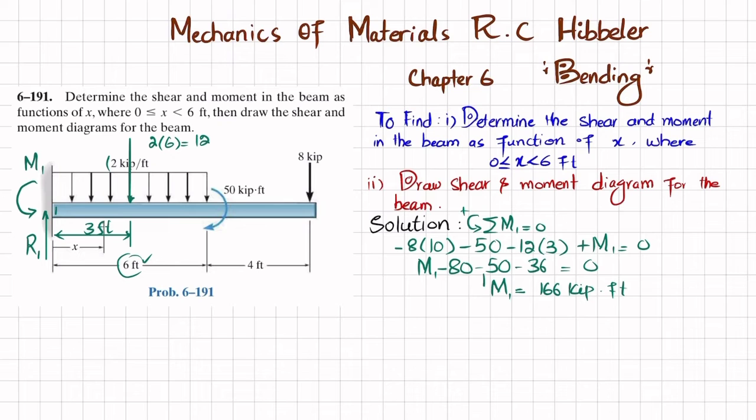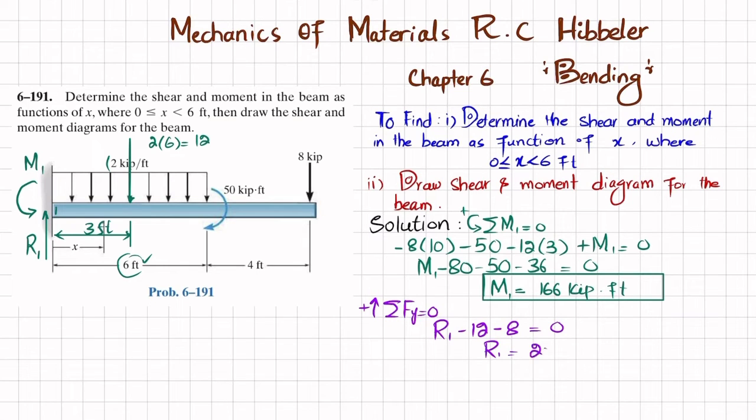So this is the reaction moment when you remove this fixed support. Now we'll find R1 by using the equation of equilibrium, that the sum of all forces along the y direction must be equal to 0, and upward force is taken as positive. So R1 is upward, 12 is downward, that will be minus, and minus 8, and their sum must be equal to 0. So R1 minus 12 minus 8 is equal to 0. It means that R1 is equal to 20 kips.